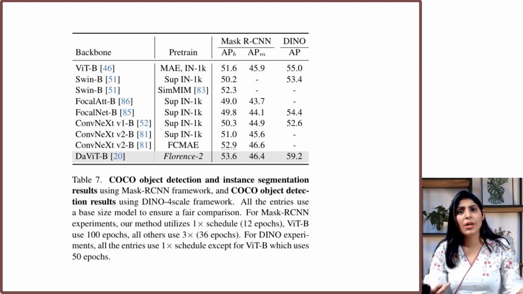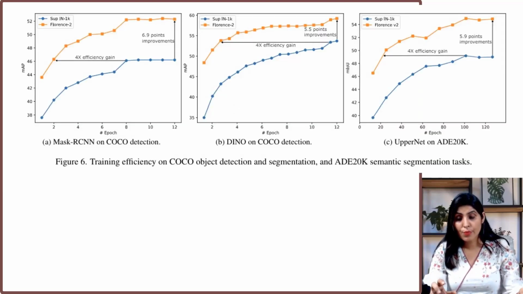Let's talk about the training efficiency, right? So the Florence-2 pre-training method proves to be more efficient during training compared to models pre-trained on supervised data like ImageNet-1K. Especially, Florence-2 achieves 4 times the efficiency and a notable improvement of 6.9 average precision and 5.5 average precision in object detection tasks using the Mask R-CNN and DINO frameworks.